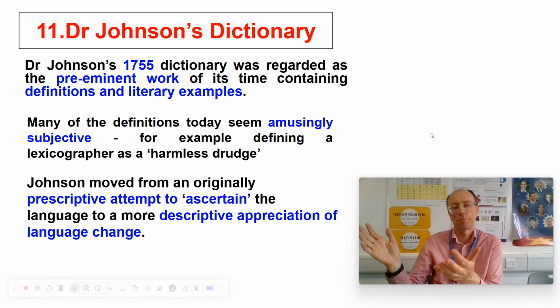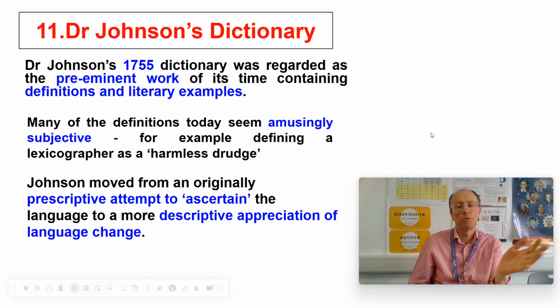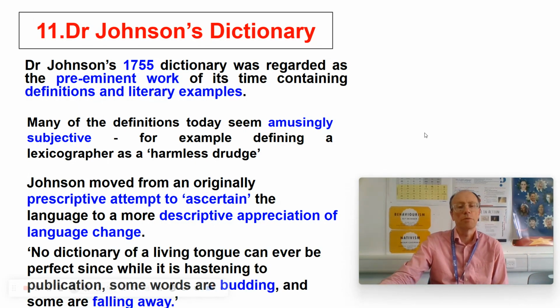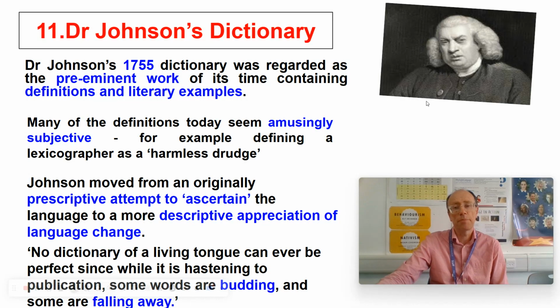And as he goes through this process of lexicography, he realizes actually that that's a futile attempt. He describes it as being like attempting to lash the wind, and he moves to a more descriptive appreciation of language change. "No dictionary of a living tongue can ever be perfect, since while it is hastening to publication, some words are budding and some are falling away." So it's a good quotation to remember. Some words are budding and some are falling away. So again, it demonstrates the difficulty of trying to prescribe language from above. And there he is. He doesn't look happy, does he?